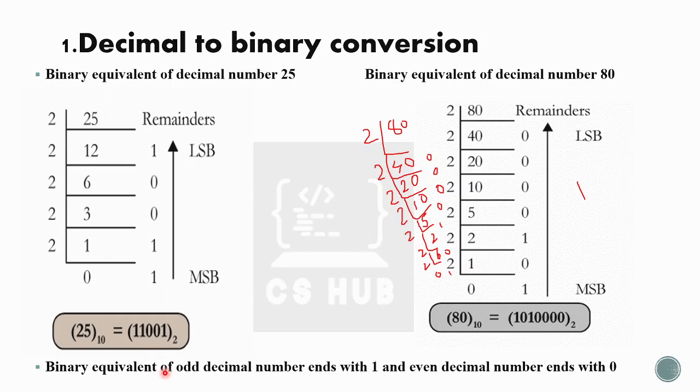And note a point here: the binary equivalent of an odd decimal number ends with 1 and of an even decimal number ends with 0. If we take an odd decimal number, its binary equivalent will have 1 at the end. If we take an even decimal number like 80, its binary equivalent will have a 0 at the end. That's a simple point to note. Okay, these are the steps of conversion. A decimal number is repeatedly divided by 2, recording the remainders, and these remainders are arranged in the reverse order. We will get the equivalent binary number.